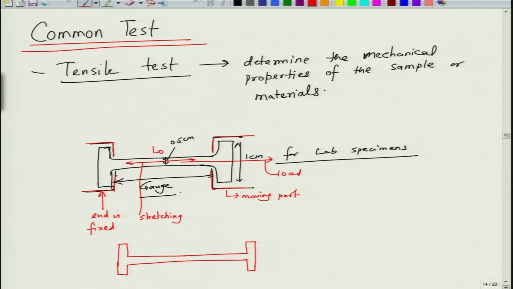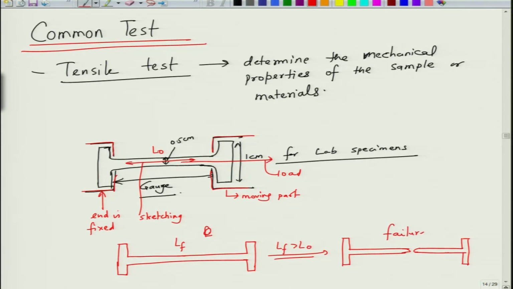So, if this is L0, this will be LF. This LF will be longer than L0, and if you carry this out completely, after a while this will fail in two pieces. If you keep extending it, it will break into two pieces. So, this is initial, this is some intermediate stage, and this is failure. So, how do you depict this graphically?